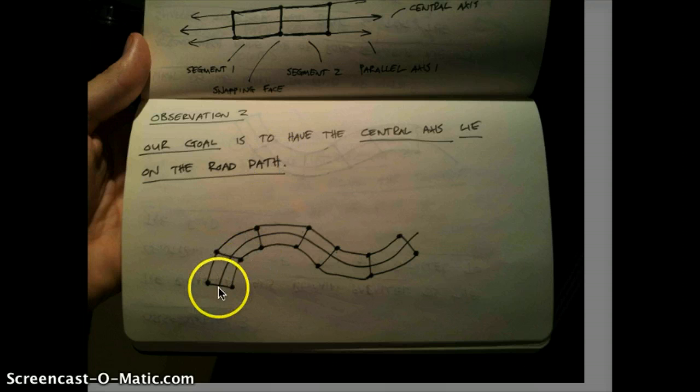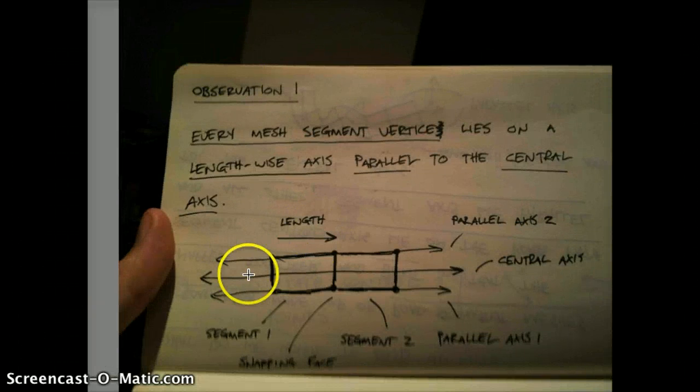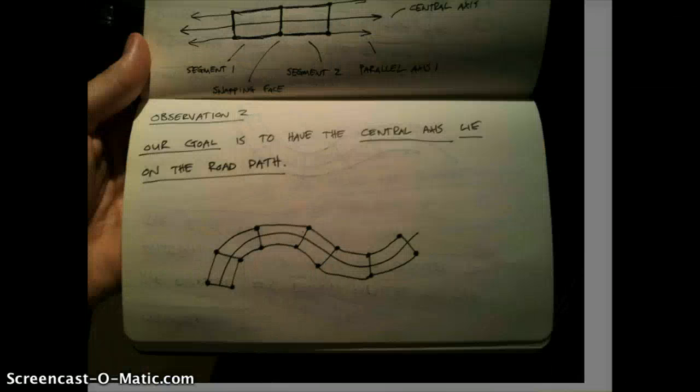We can talk later about what these other lines should do, but certainly the central axis must sit on the road path. That's what we mean by the road path. This mesh segment can be whatever it is, but no matter what it looks like, as long as we define a central axis that goes through it, then we can talk about having it lie on a path, a path that bends. Okay, that's observation 2.